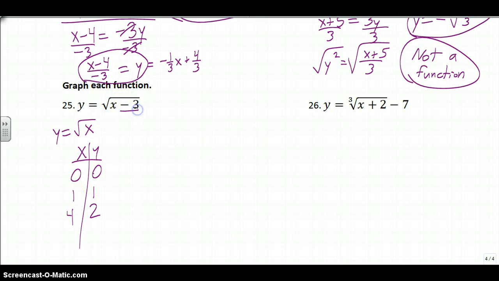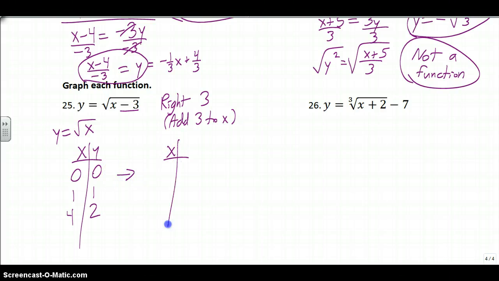Anyway, which way does the minus 3 move it? Well, since it's with the x, you take the opposite of what you see. So you're going to go right 3, which basically means you're going to add 3 to x. Okay? Notice, again, add 3, that's the opposite of what you see. So add 3 to all your x's. Are we changing the y's? Nope. You're not changing the y's at all because there's nothing out there.